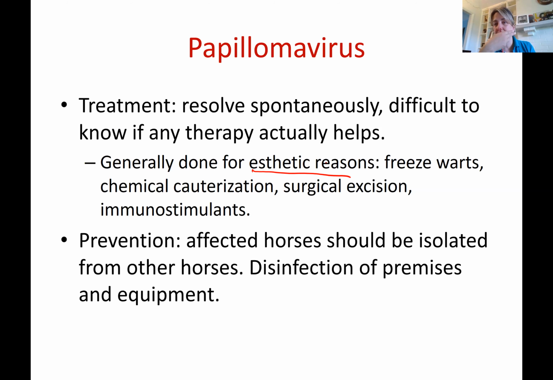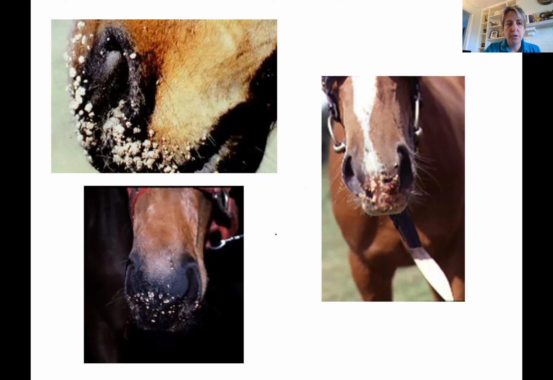So people can cut the warts or freeze the warts. Cutting would be a surgical excision. You can do chemical cauterization with silver, and freezing warts is done with nitrogen. You can try immunostimulants to increase the immune response of the horse so the horse himself can take care of those viruses. Affected horses should be isolated, and you should disinfect the premises where the horse was and not share fomites, okay? So these are just photos of horses that have papillomaviruses.